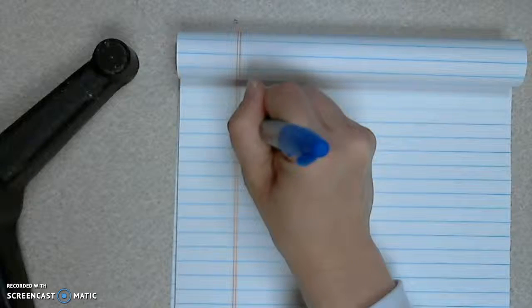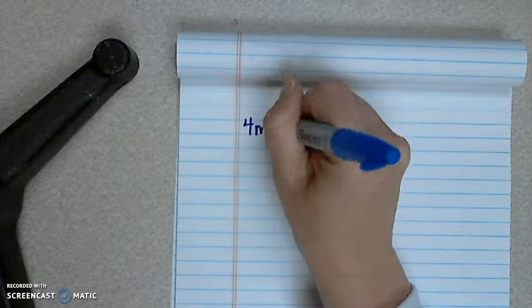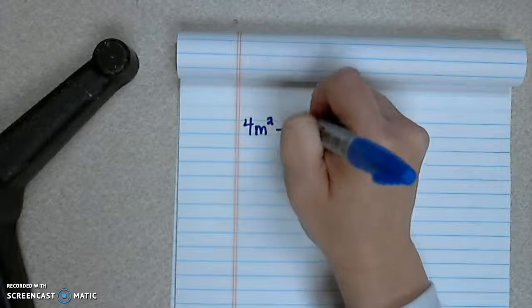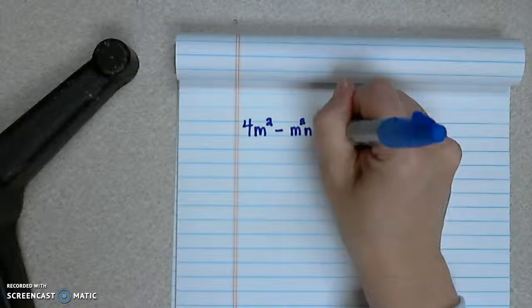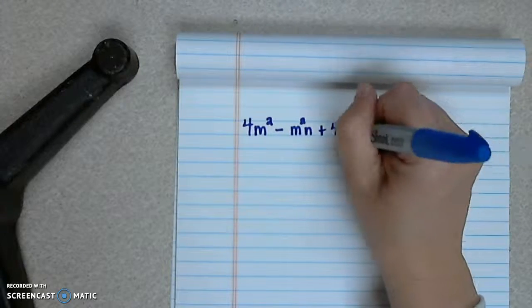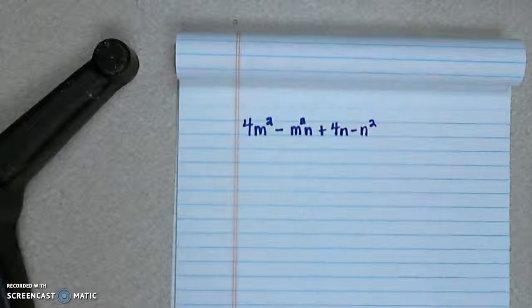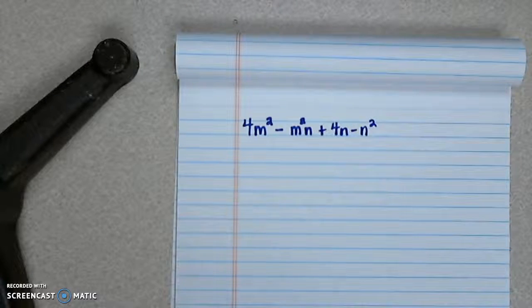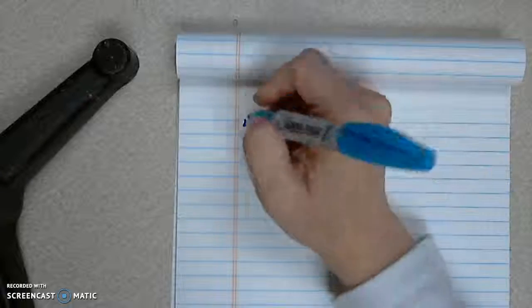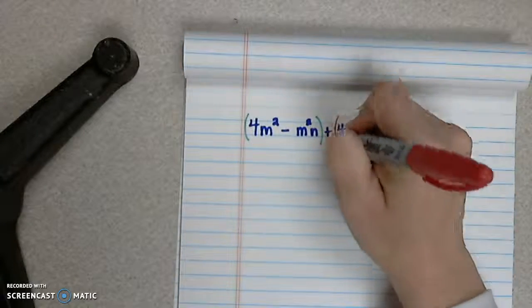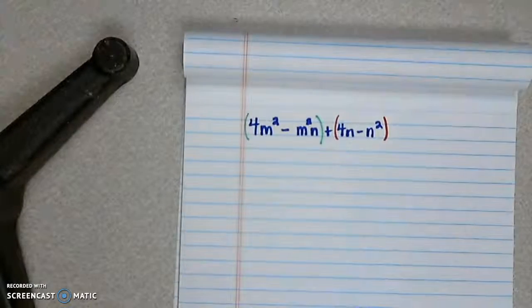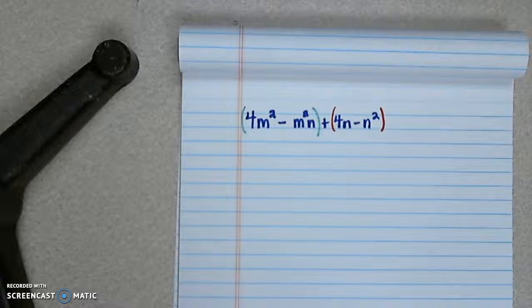Let's say we have the problem 4m squared minus m squared n plus 4n minus n squared. All right, we're going to group the first two terms. We're going to group the second two. So we've made our two groups.